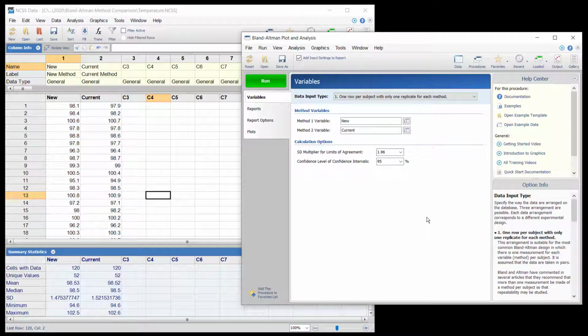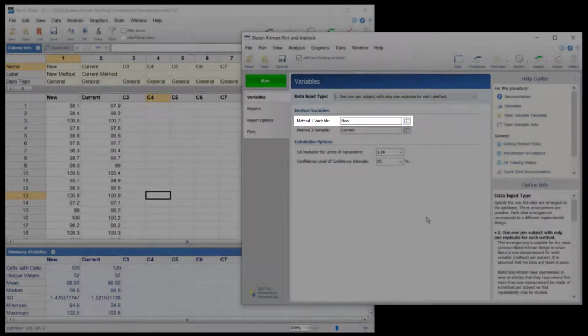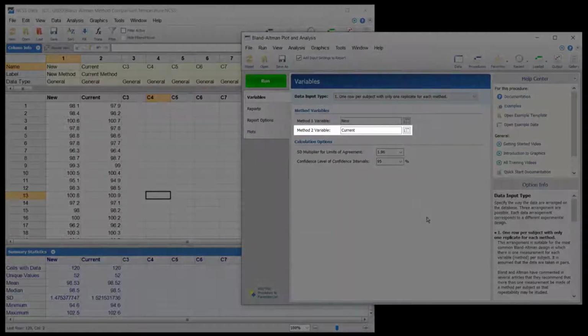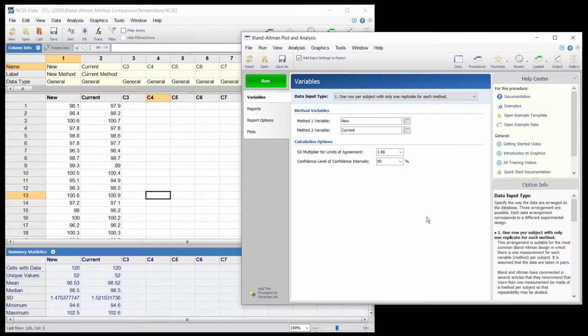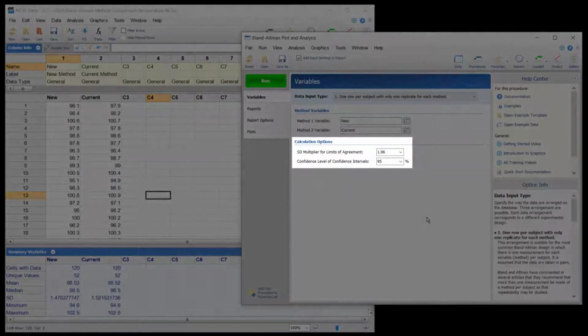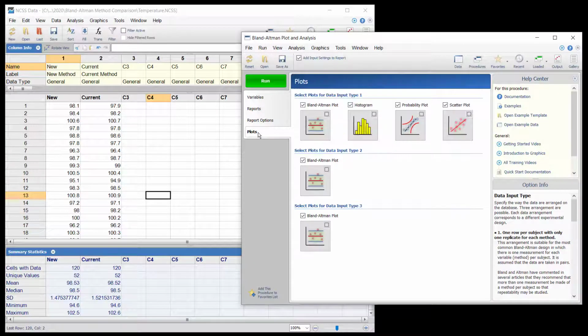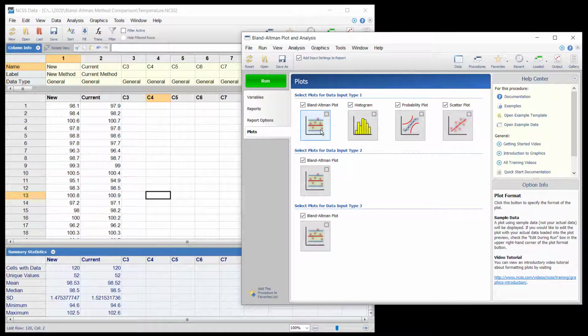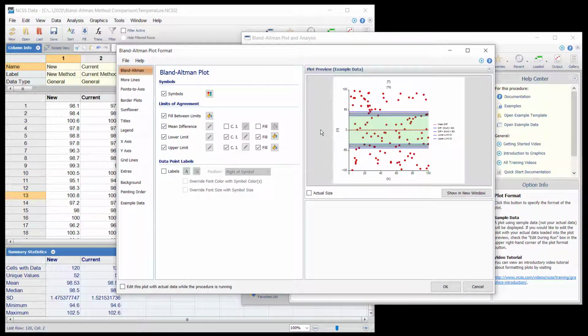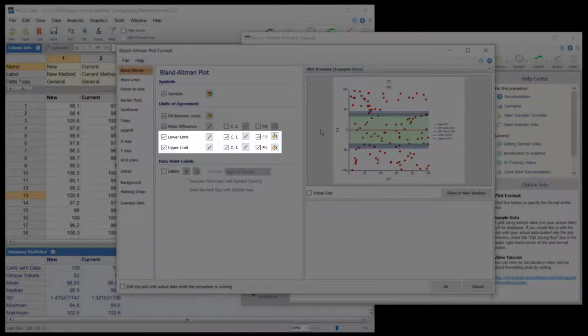In the Bland-Altman plot and analysis procedure, the new method is set as method 1 and the current method for method 2. The calculation options are left at the default values. On the plot format window, the confidence intervals of the limits of agreement are added to the plot.